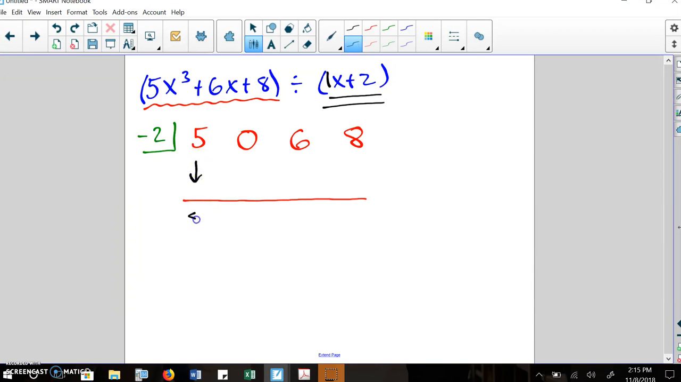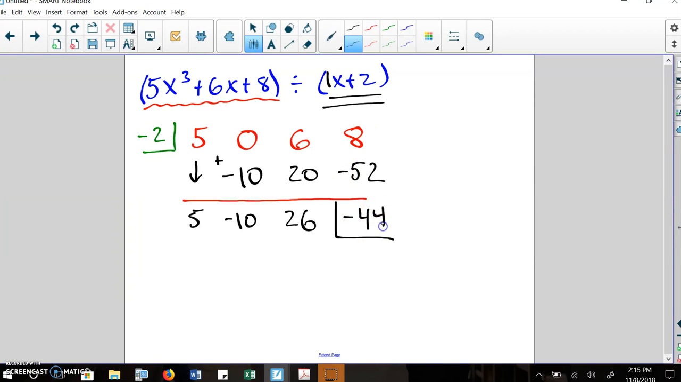We drop this number, we multiply by the number in the box. In the middle here, we add 0 plus -10 is -10. Multiply these two: -10 times -2 is 20. 6 plus 20 is 26. 26 times -2 is -52. And then in my box here at the end, my remainder, 8 minus 52, is a -44.